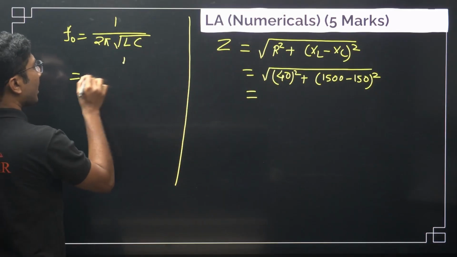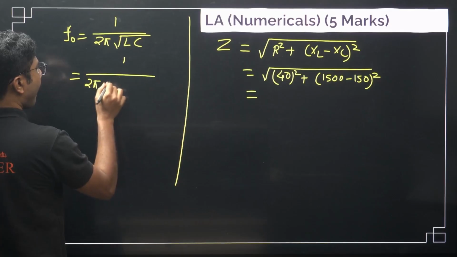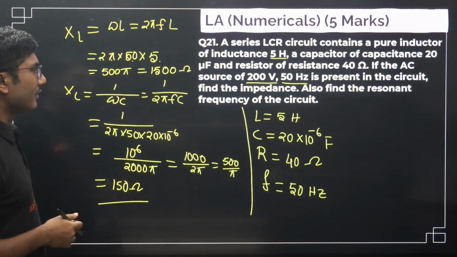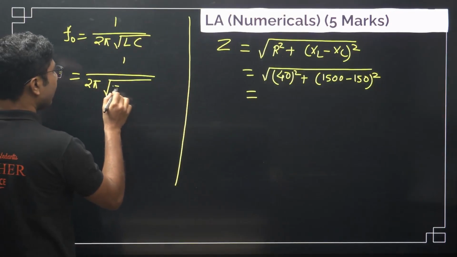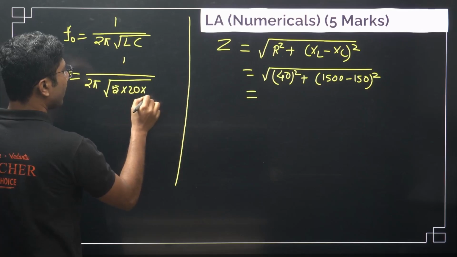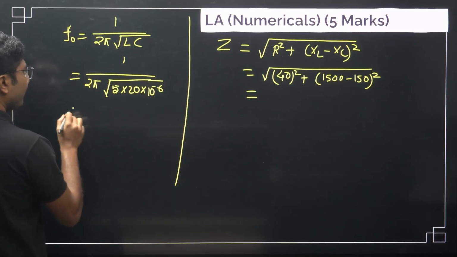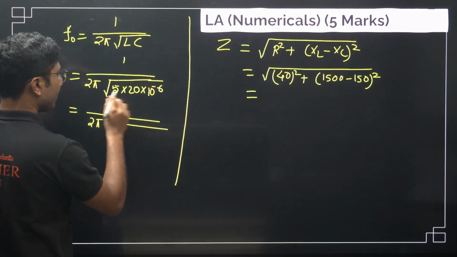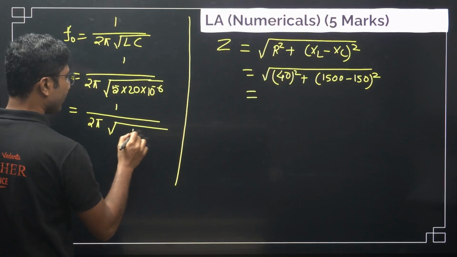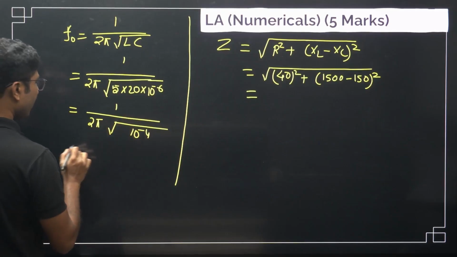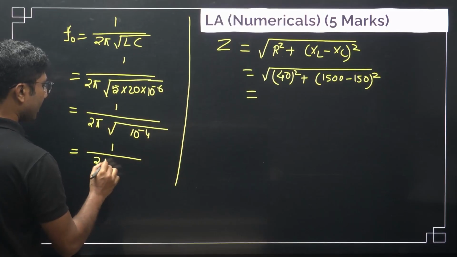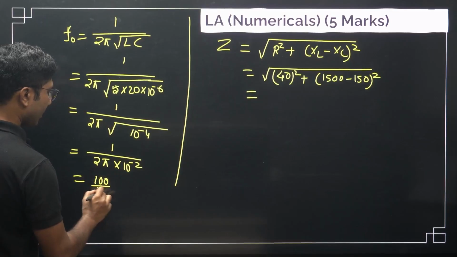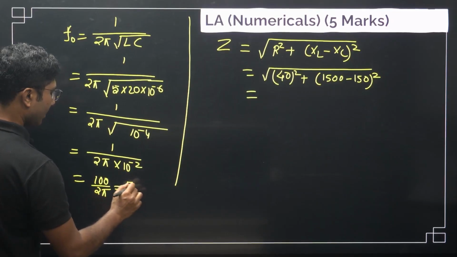So 1 by 2 pi, L was 5 Henry and C was 20 into 10 to the power of minus 6. So 5 into 20 into 10 to the power of minus 6. Carefully, if you solve, you can answer this question as well. So it will be 100 into 10 to the power of minus 6, so 10 to the power of minus 4 square root, so it will be 1 by 2 pi into 10 to the power of minus 2, or it will be 100 divided by 2 pi, or 50 by pi.